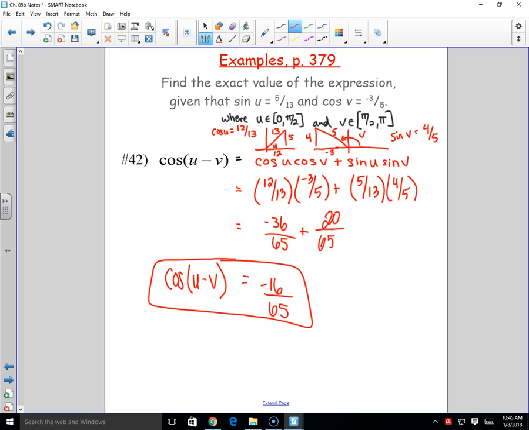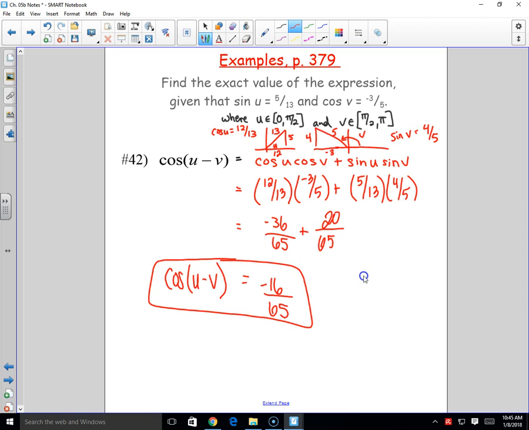The 12/13, the adjacent over the hypotenuse, is the cosine. It takes the place of the cosine, substitutes out the cosine entirely, so all you get left with is a fraction. So, just a quick little common mistake.